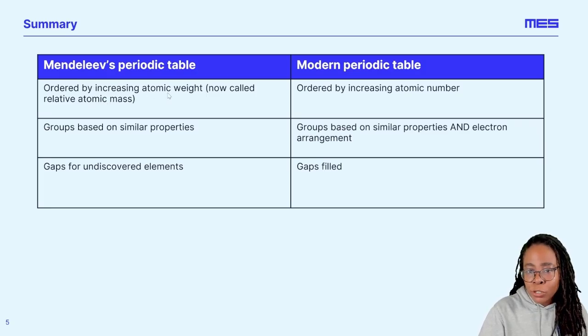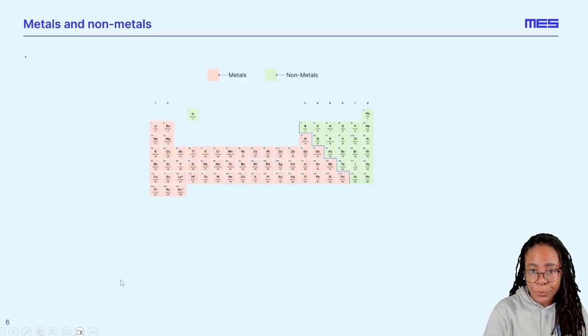Mendeleev ordered by increasing atomic weight, the modern periodic table by increasing atomic number. Both were grouped based on similar properties. Mendeleev had gaps in his periodic table for undiscovered elements, and the gaps have now been filled.